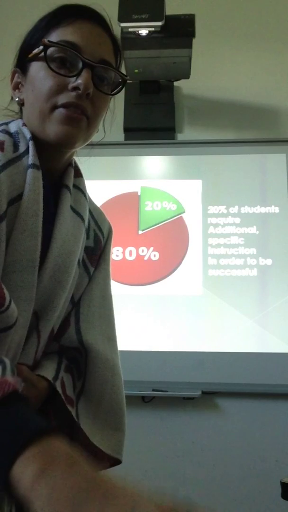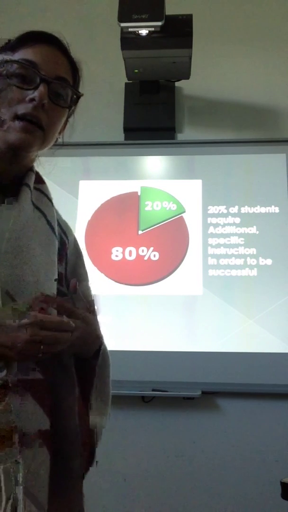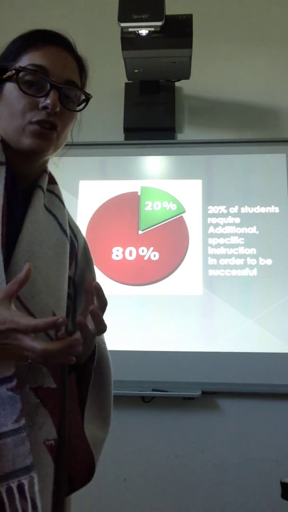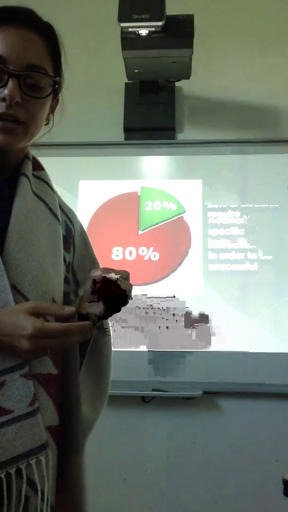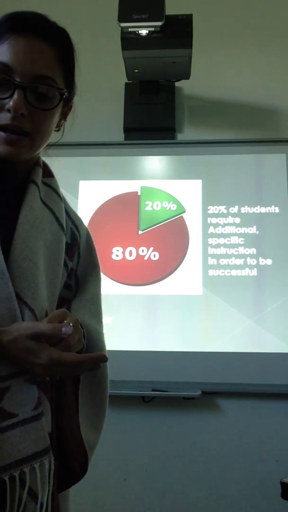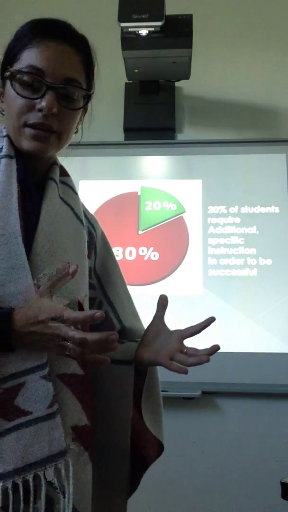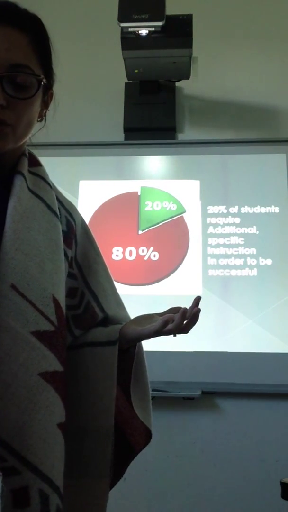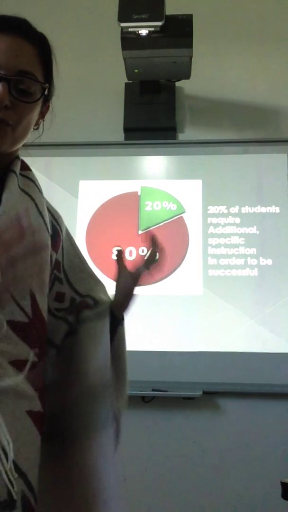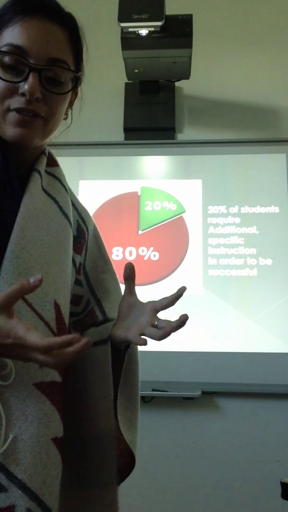Okay, and I think this graph really shows that nicely. 80% of students are successful within the regular classroom instruction, whereas 20% require additional specific instruction in order to be successful. So what I want us to take away from these two slides is that learning is an individualized process, and classes hold such a wide range of students, and it's not a cookie cutter approach, right? So let me try that slide again. Learning is an individualized process, and teaching should be reflective of that.